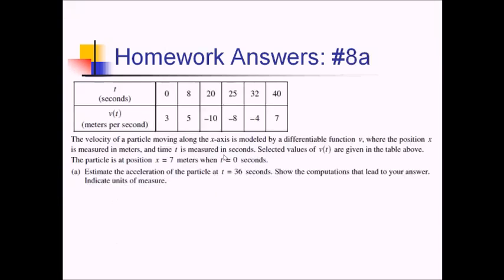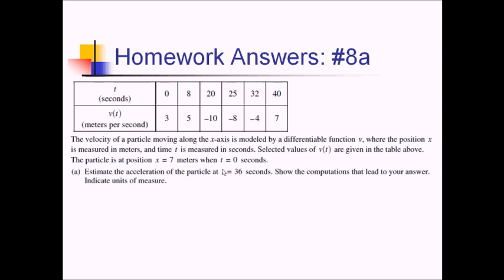For this problem, we're going to be using this table here, which tells us the velocity of some particle moving along the x-axis at various times. And we're told that we have a differentiable function v, and let's see, x is measured in meters, time in seconds. We'll have to include that when we come up with our answers on these problems. And finally, position at time 0 is 7. That'll be important too. But for our first part of the problem, we just need to estimate the acceleration of our particle at 36 seconds.